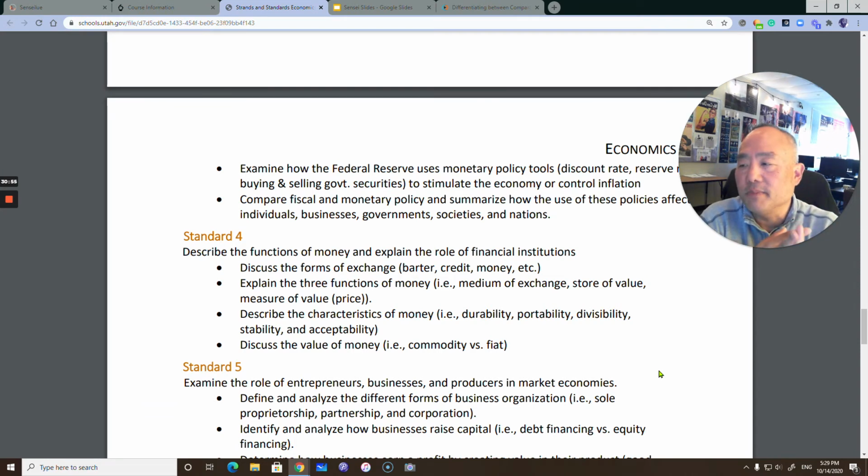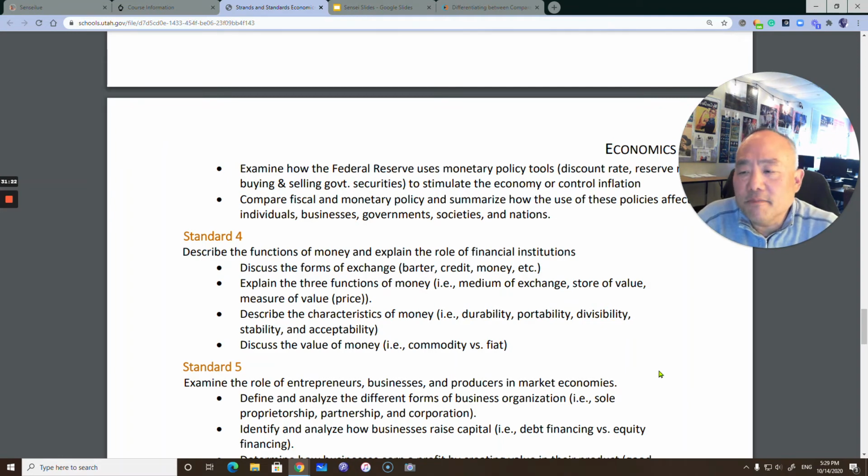Okay. Let's talk about the function of money. Standard 4. Different ways that we exchange are through barter, credit, money, Bitcoin, that kind of thing. So electronic cryptocurrency is a newer way. There are 3 functions of money. Money, remember, is a medium of exchange. I want to buy this. It's a medium of exchange. A store of value. You pay me, I put it in the bank. And a measure of value. This is how much this costs, and we put those in dollars and cents.